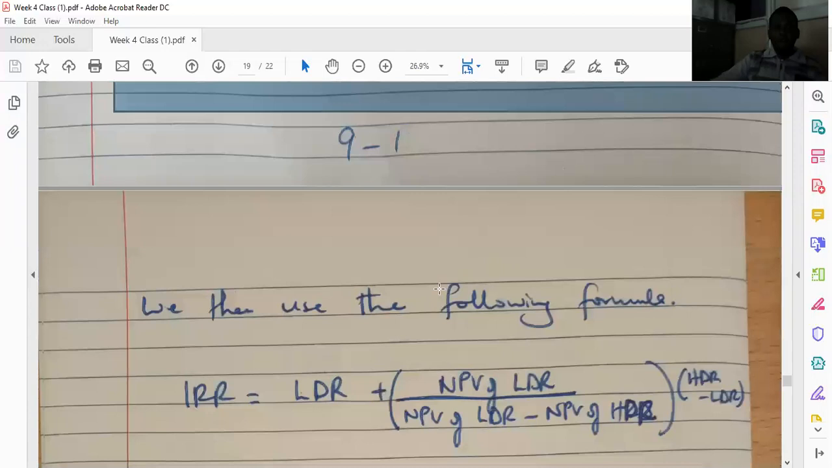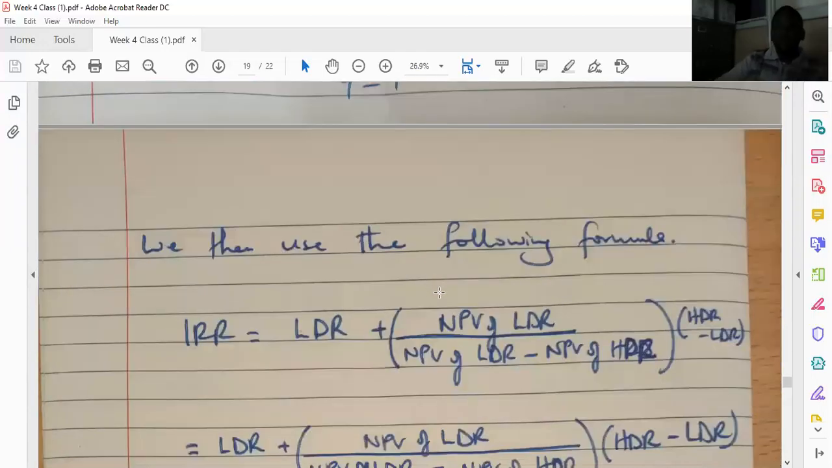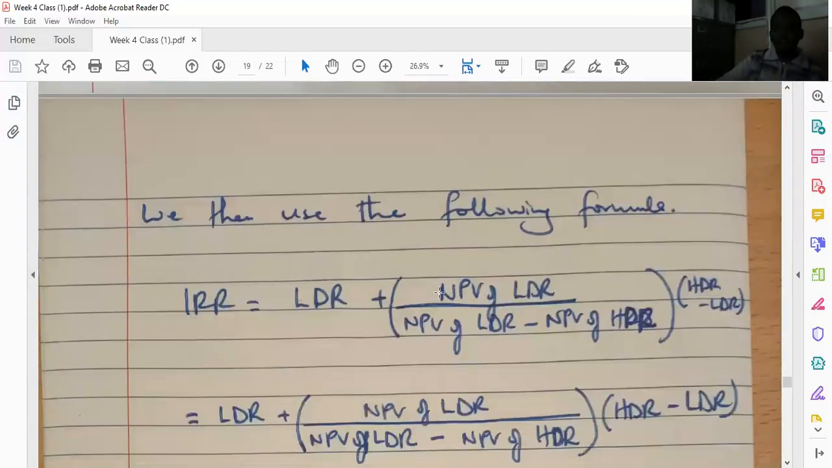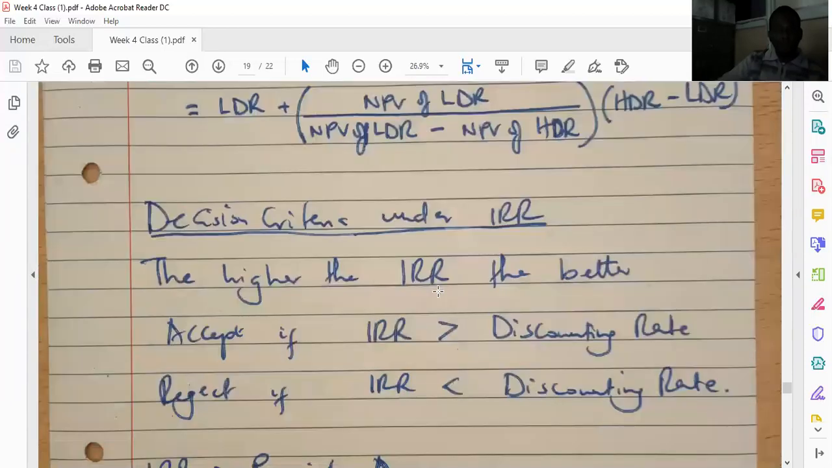So we said that we use trial and error to identify two discounting rates, whereby we have a lower discounting rate that yields a positive NPV and a higher discounting rate that yields a negative net present value, or NPV.